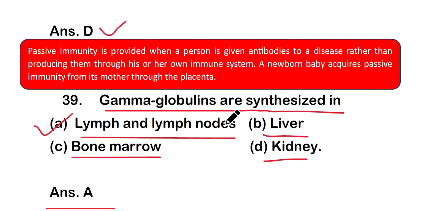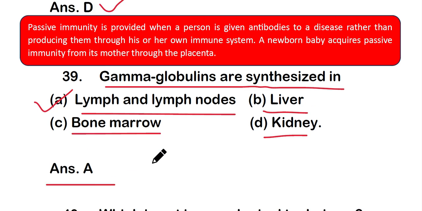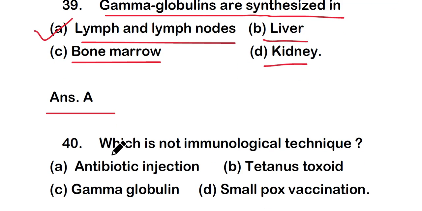But if we ask where B cells are synthesized, then we will say that B cells are synthesized in bone marrow, but antibodies or gamma globulins are synthesized in lymph and lymph nodes. Okay. So the last question of this video, that is, which is not an immunological technique?